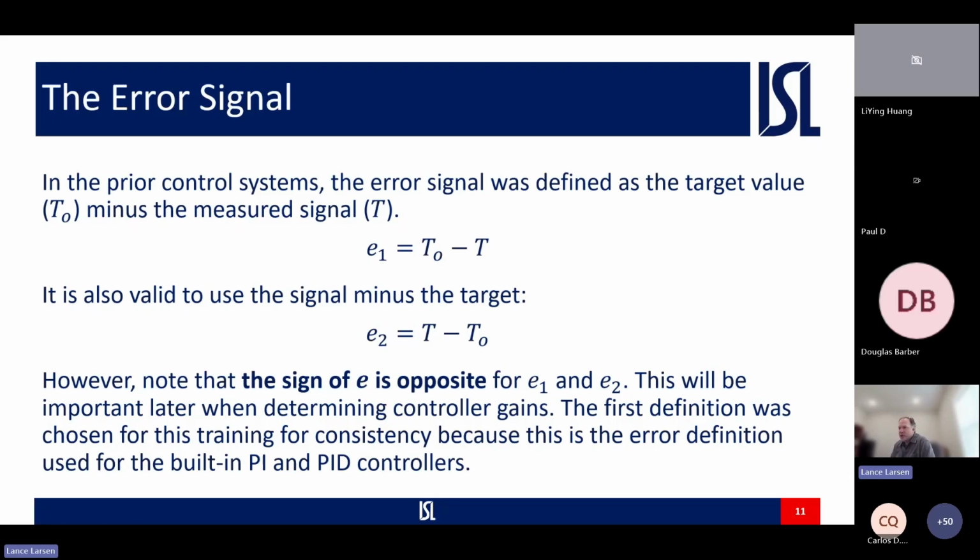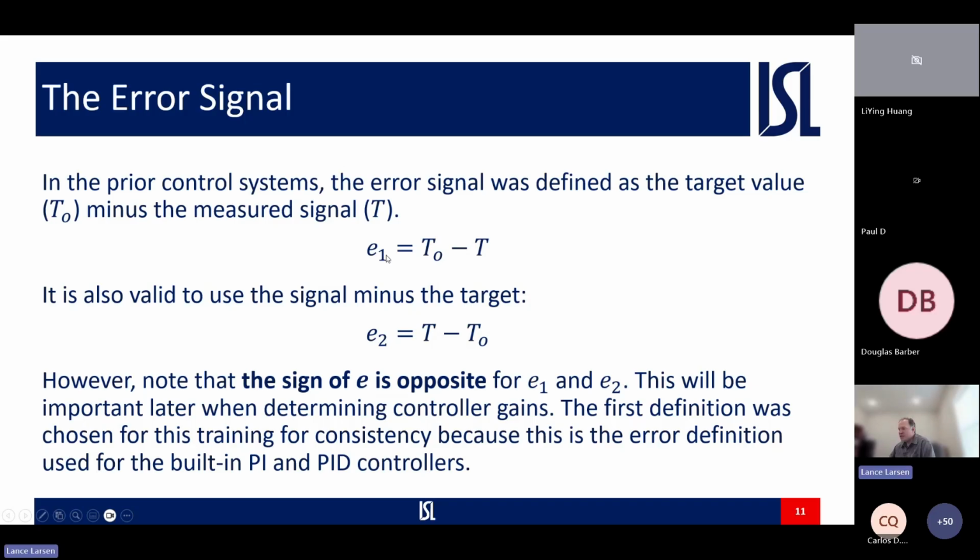So in the prior control systems, the error signal was defined by the target value minus the measured signal. In general, I actually prefer it the other way around. I like to do the signal minus the target, but you notice these have opposite signs.